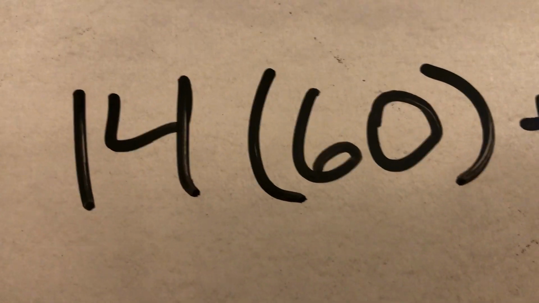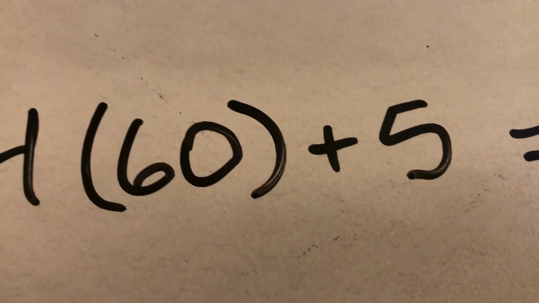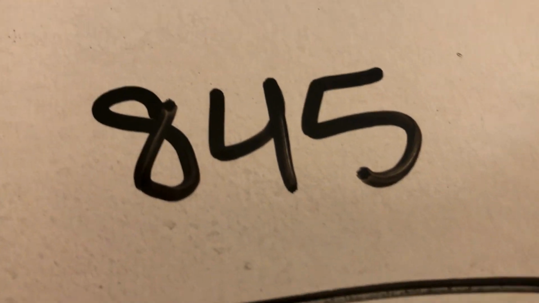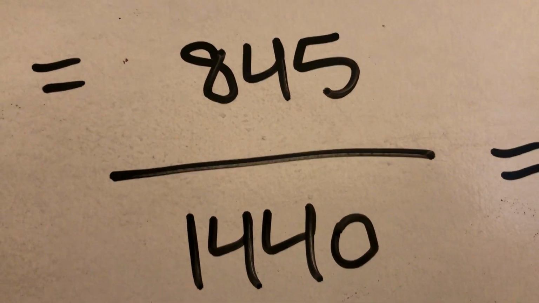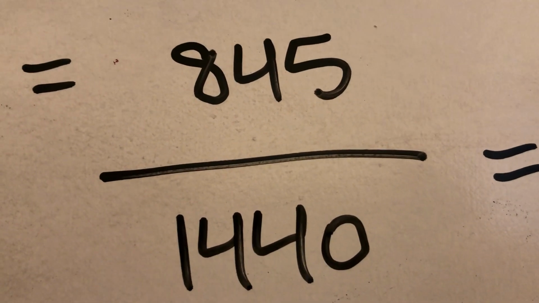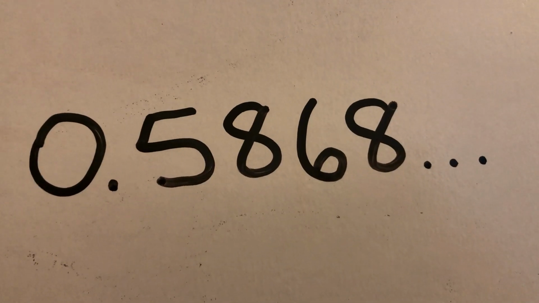Okay, so I want to figure out how many minutes have already passed today. So 14 hours times 60 minutes plus the 5 minutes, all right? So that's how many minutes have passed in the hour slot plus how many minutes have passed in the minute slot. So 14 times 60 plus 5 equals 845. That's how many minutes have passed already today. And I divide that by how many minutes there are in a day. All right, there are 1,440 minutes in a 24-hour day. And that gives us this number. And I just use a calculator for this.